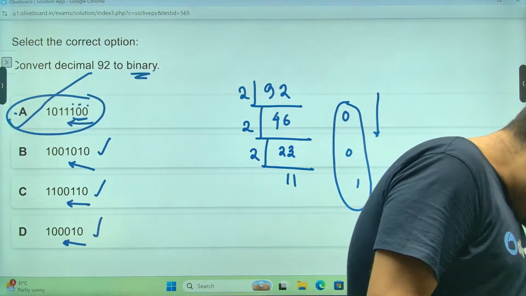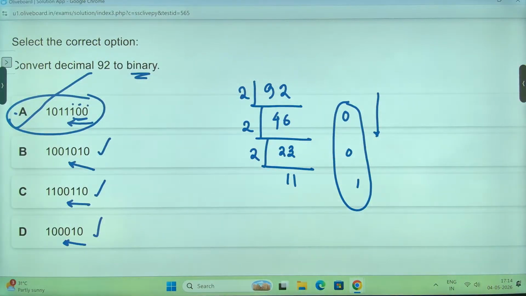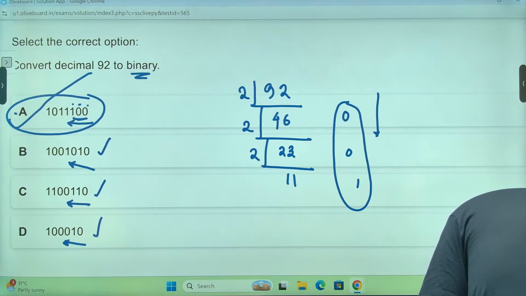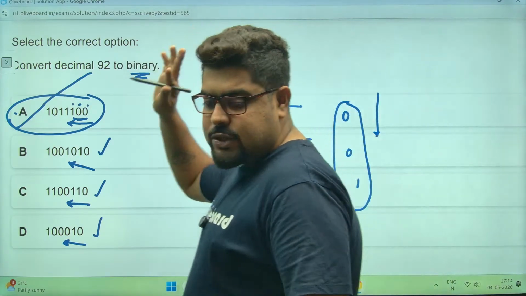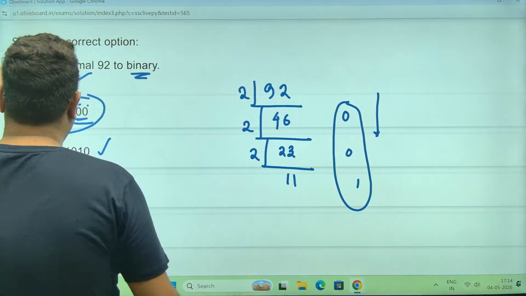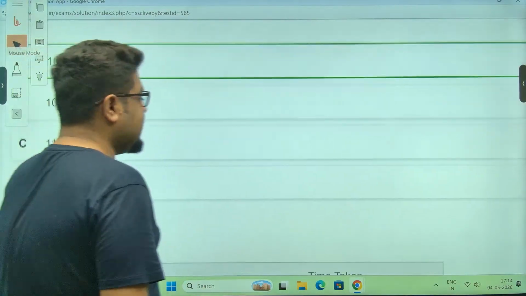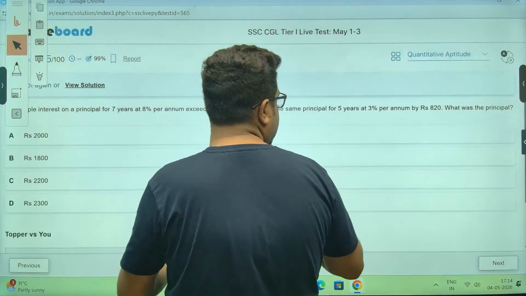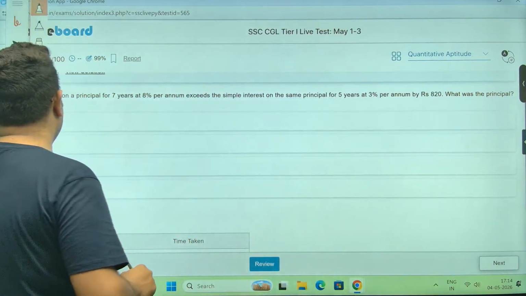Option A is the only possible answer. Someone is saying 8. No, not 8. Binary means 2, brother. Right? Okay, this is the answer. Moving on. Next question, please.